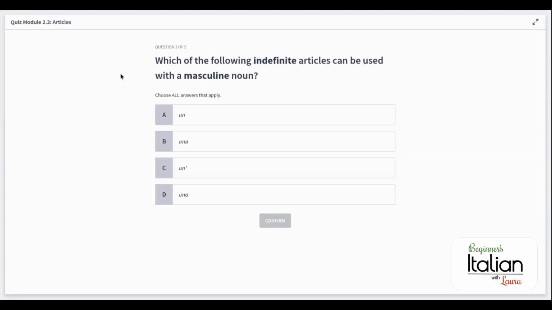Number 3. Which of the following indefinite articles can be used with a masculine noun? Choose all answers that apply. A, un, B, una, C, un', or D, uno.